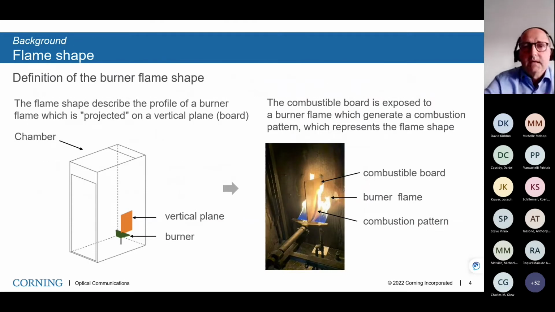So, how is a flame shape described? The flame shape describes the profile of a burner flame, which is projected on a vertical plane as shown in the drawing on the left. The vertical plane is above the burner, where a combustible board is positioned. The combustible board is exposed to a burner flame, which generates a combustion pattern that represents the flame shape, as shown in the picture on the right.